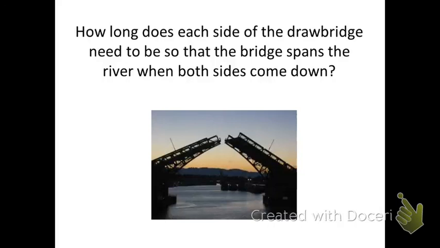So, to answer this question, the sides of the drawbridge have to add up to be equal to the span of the river, and it would form a straight line. But if they added up to be more than the span of the river, they would make a triangle. So let's investigate that using Geometer's Sketchpad.